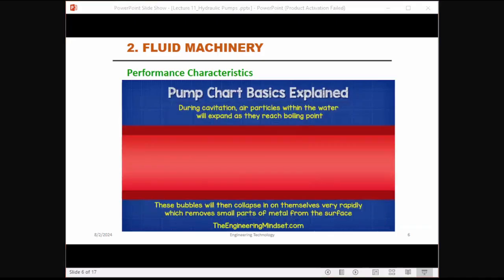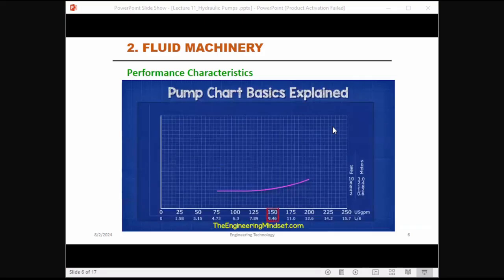Pump cavitation is where the pressure at the inlet of the pump reaches a low enough point that the water begins to boil. This creates rapidly expanding and collapsing air bubbles which will gradually destroy the surface of the pump and the casing. For this example, if we were to move 150 gallons per minute, then we would require an NPSH value of around 4.9 feet.